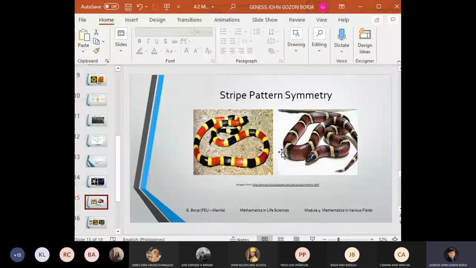And then we have this stripe pattern symmetry. So for this snake, most commonly sa reptiles, yung stripe pattern, we have kunyari orange, yellow, black, yellow. So, for the snakes. Dito sa snake na to naman, black, then cream, and then black, and then brown. So, ganun ulit. Paulit-ulit lang yun. So, that's what we call the stripe pattern symmetry.